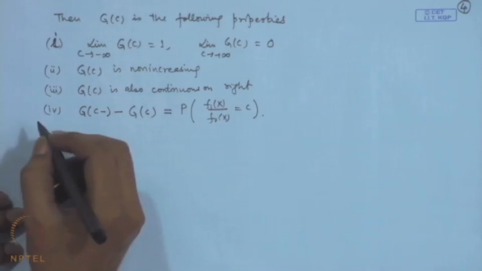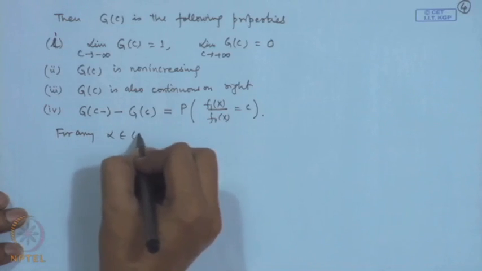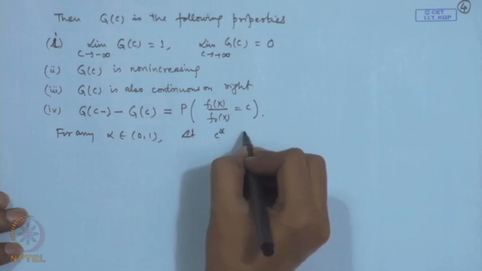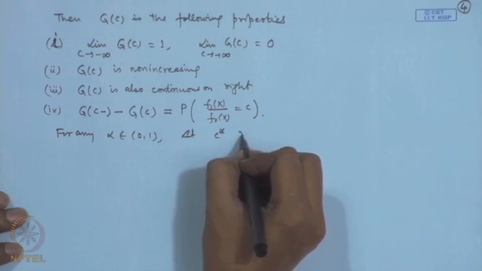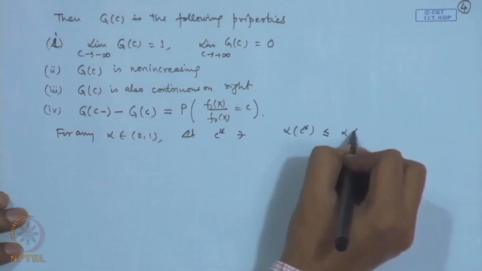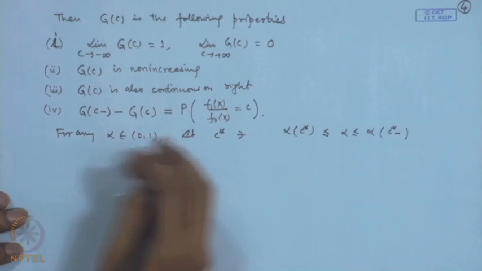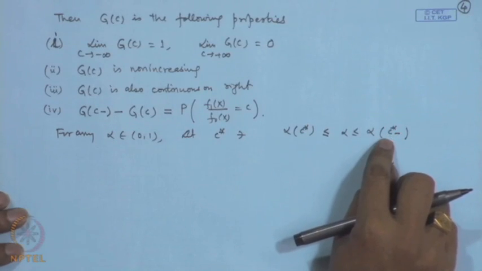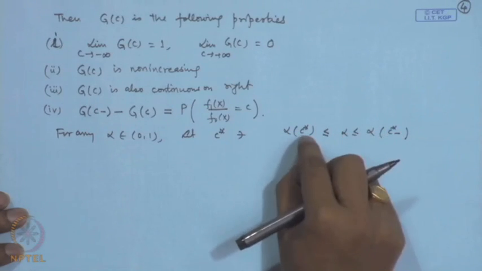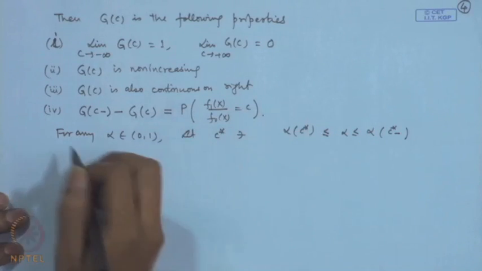Now, for any alpha lying in the interval 0 to 1, let us choose say c star such that alpha c star less than or equal to alpha less than or equal to alpha c star minus. So, in the case of continuous, this will be equal, otherwise this need not be equal.